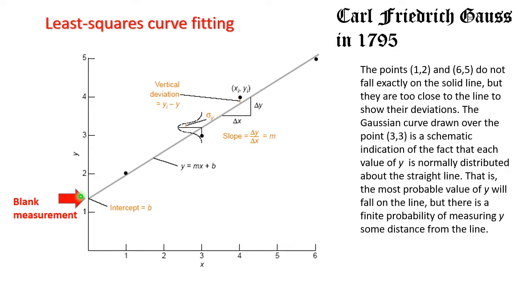To simplify the problem, we can make a blank measurement. So measure our property at zero concentration, zero amount of our compound of interest. Again, this is not always possible. In this particular example, it wasn't.